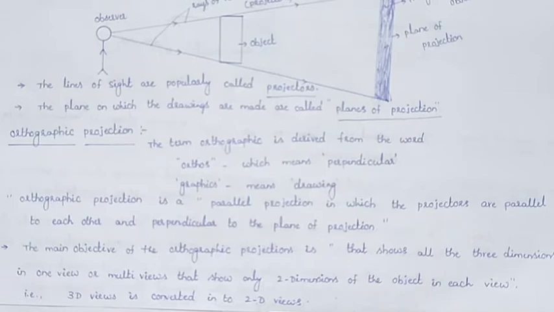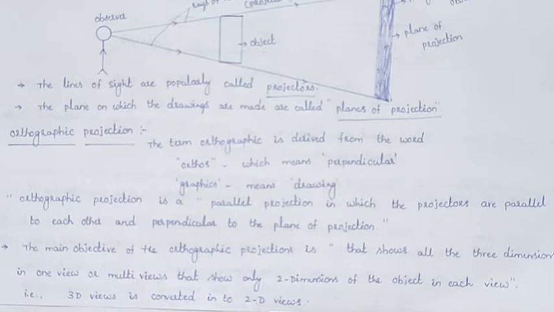So orthographic projection means a parallel projection in which the projectors are parallel to each other and perpendicular to the plane of projection. Then the projection we can call the orthographic projection. In case of orthographic projections, the projectors are parallel to each other and perpendicular to the plane of projection. Then the projection is said to be an orthographic projection.